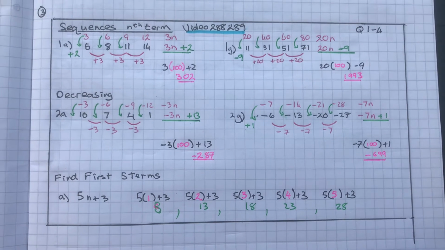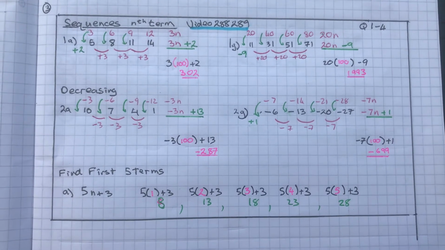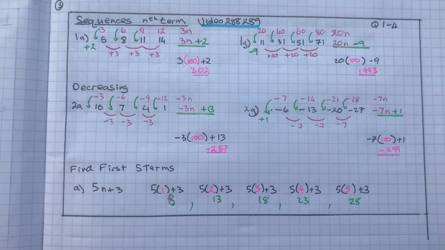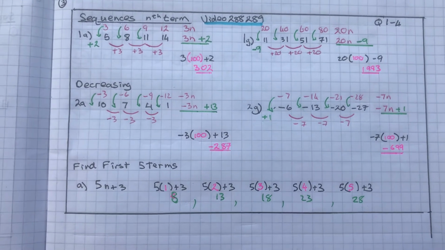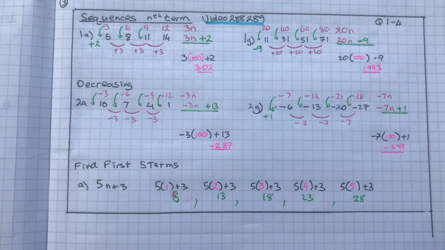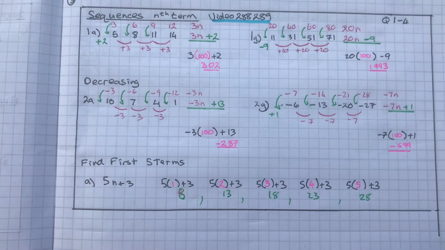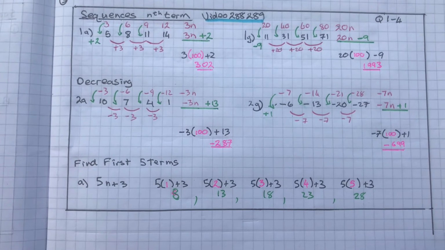Today we'll be looking at sequences and describing the rule or the nth term. If I look at 1a from the worksheet, I look at the sequence 5, 8, 11, 14. I see that they are increasing 3 each time.